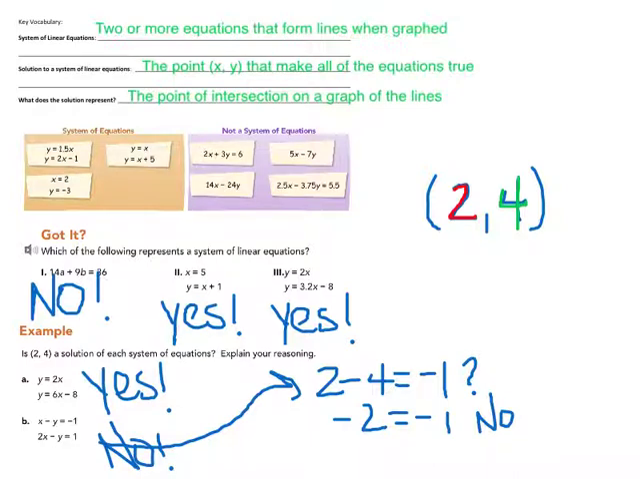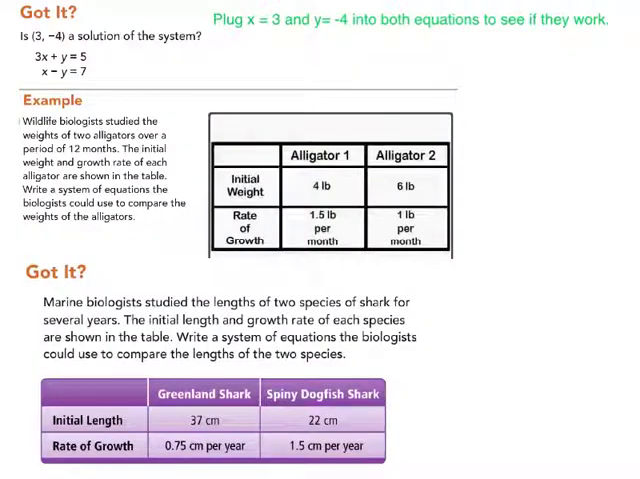So make sure that you check it in both, unless it doesn't work in the first one. So if it works in the first one, you have to check the second one. Let's move to the third page. With the third page, you're going to plug 3 in for x and negative 4 in for y to see if they both work. So please do that.